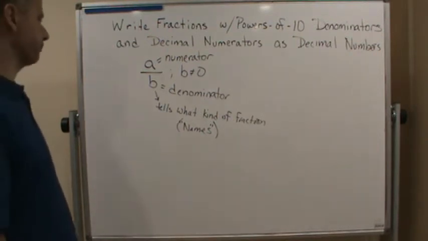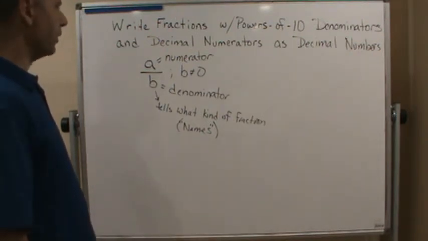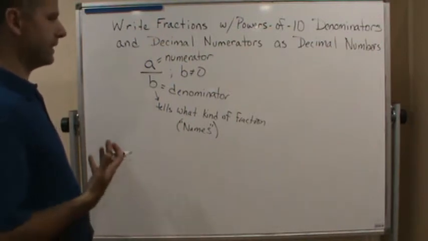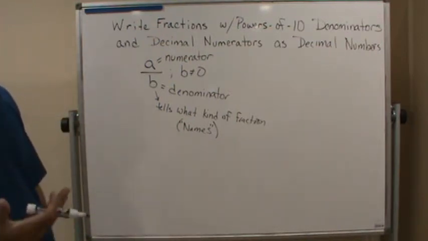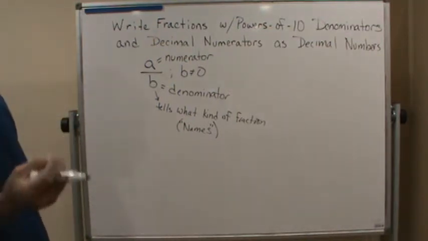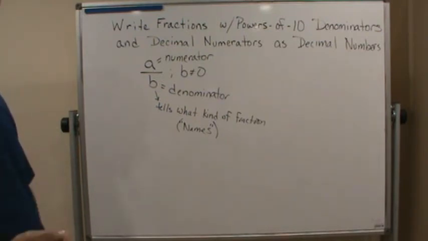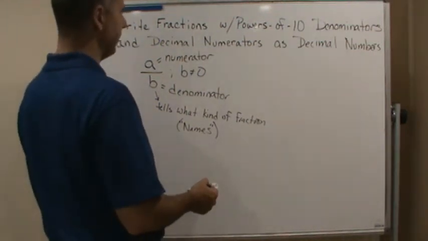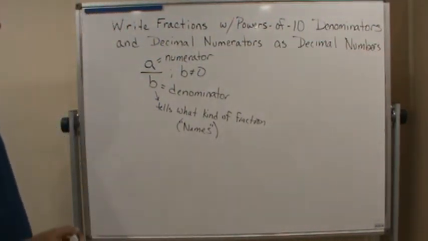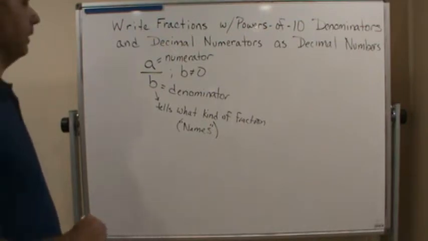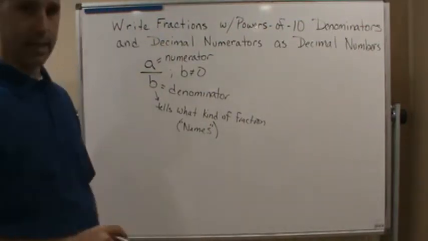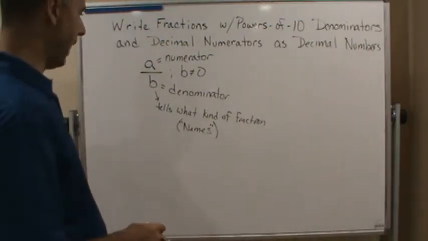Okay, now what we're going to do is deal with a specific type of fraction where the denominator is a power of 10, and then we have whole number numerators. And we're going to write these as what we call decimal numbers or decimal fractions.